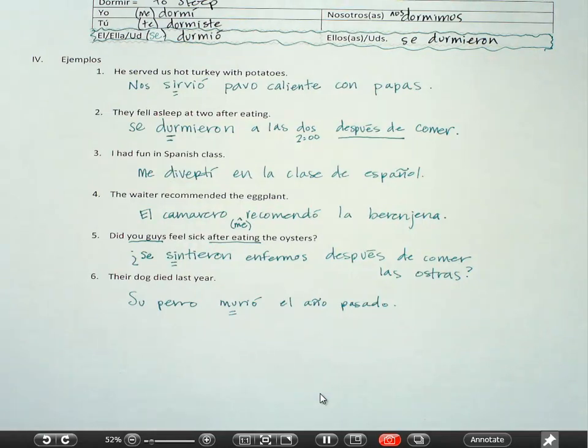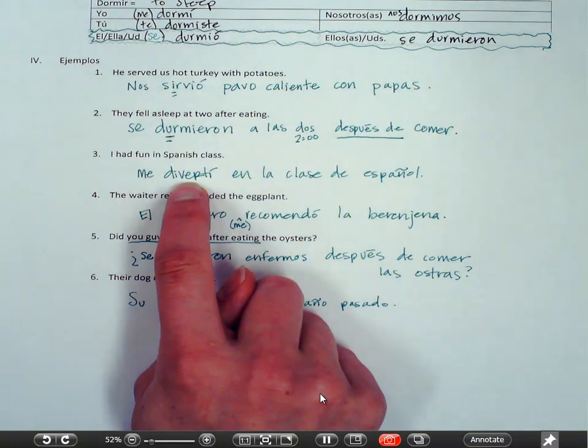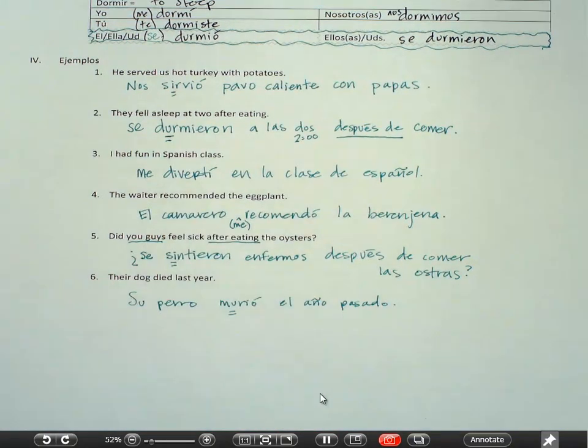3. I had fun in Spanish class. The verb to have fun is divertirse. So I had fun, I myself had fun, would be the yo form of divertir. There's no stem changer in the yo form. So even though it's an IR verb, it doesn't take the stem change from E to I here because we're in the yo form. Me divertí. No stem changer in la clase de español.